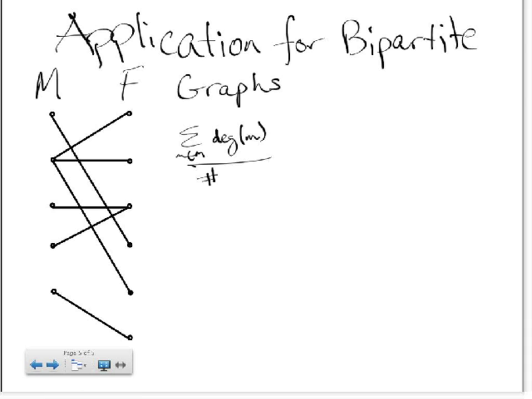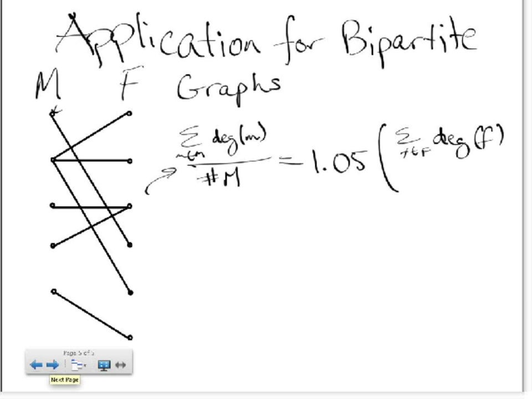divided by the number of males, and right here we have the average number of partners that each male has. Because if we look at, say, this vertex right here, this guy has 1 partner. So based on our given that males have 5% more partners, we can say that this right here is equal to 1.05 times the sum of the degrees of female vertices divided by the number of females.